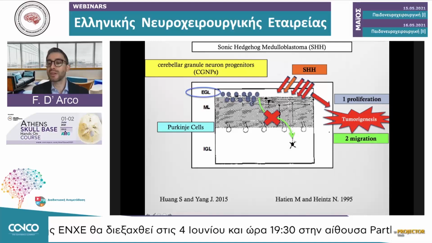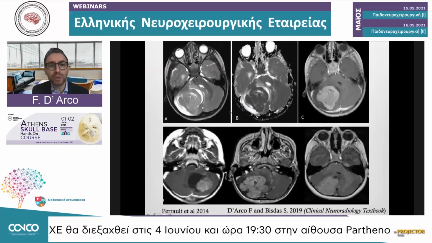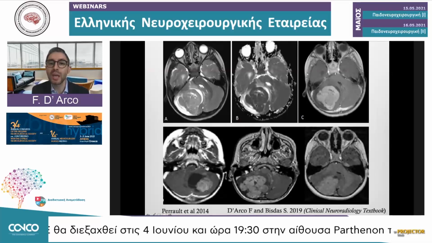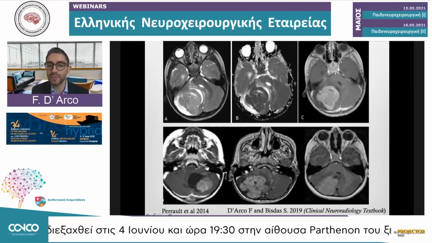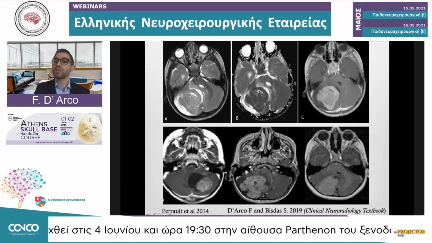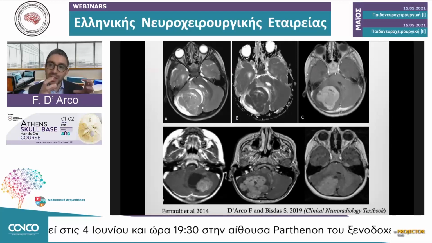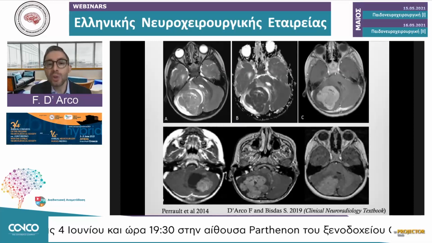And so you will have a restricting tumor, because this is an embryonal tumor, almost looking extra-axial. Look at this. It looks extra-axial. It's actually in the right hemisphere, but it's so peripheral because it starts from these granular cells. It originates from the granular cells, so it looks exactly like that.